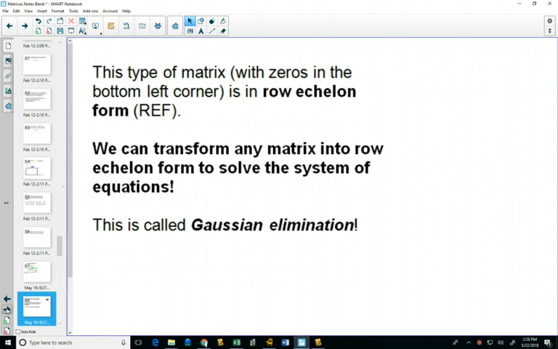We'll look at reduced row echelon form later. So this idea of getting it to this row echelon form is called Gaussian elimination.